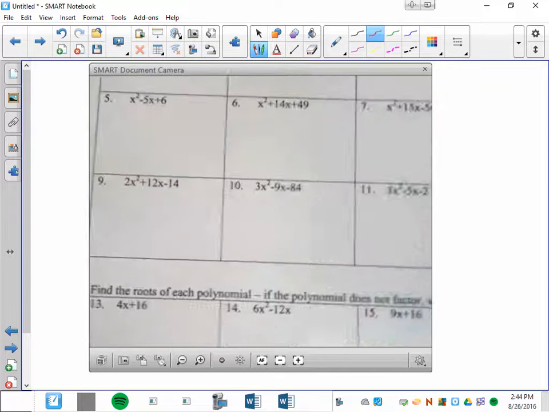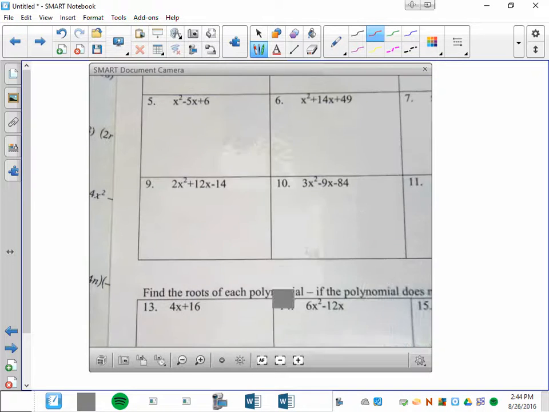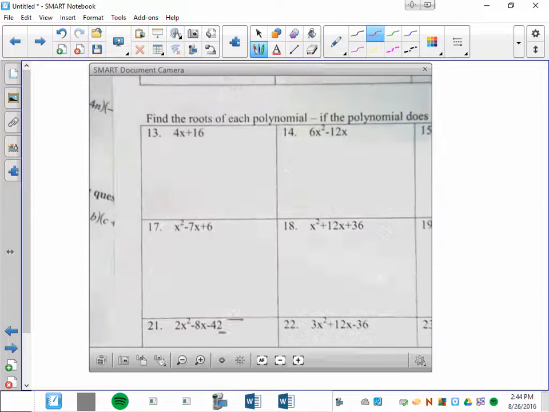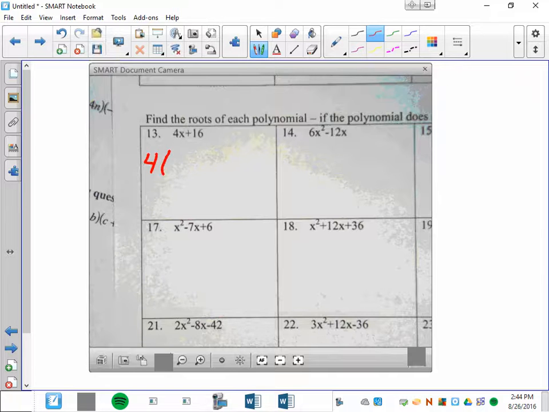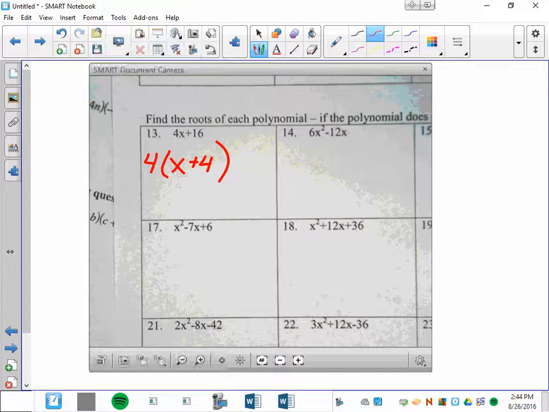Okay, look at number 13. So, can we pull out a greatest common factor? A 4. So I pull out a 4 and I'm left with x plus 4. But all I want are the roots. What does that 4 tell me about the roots? Nothing. I can get rid of it.